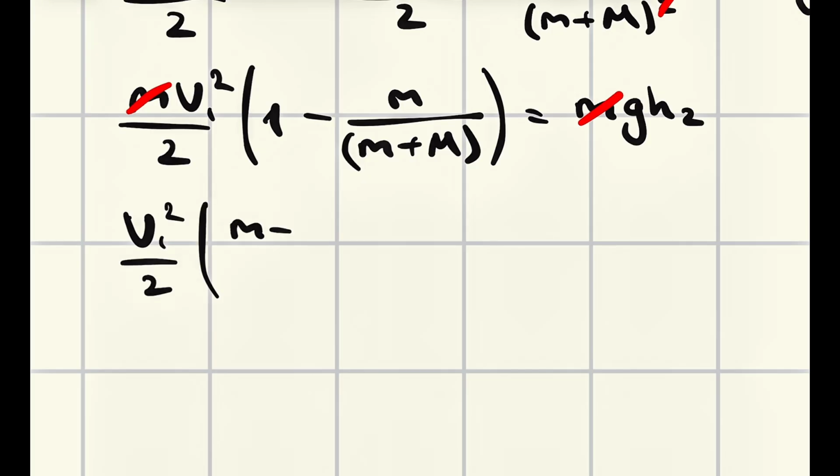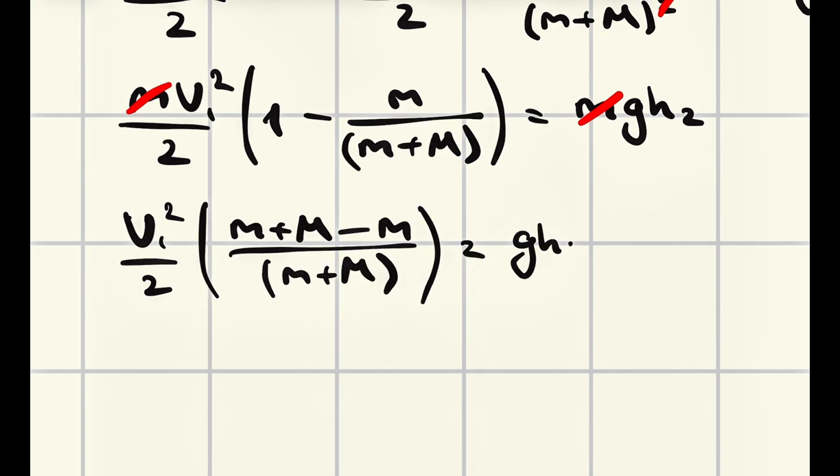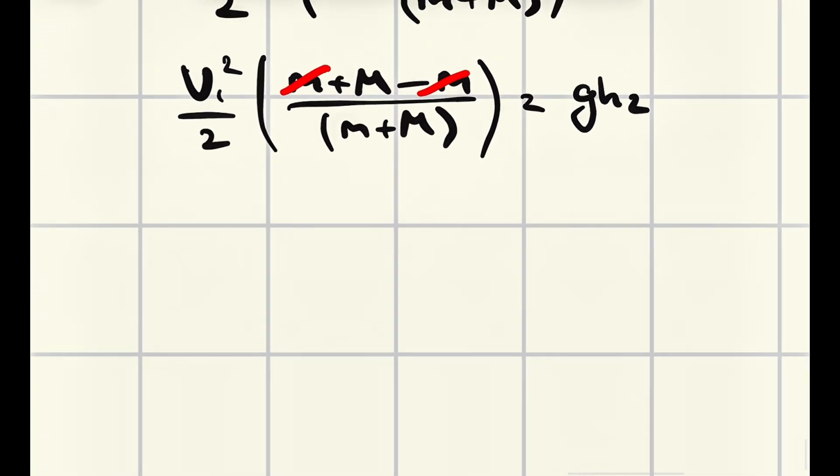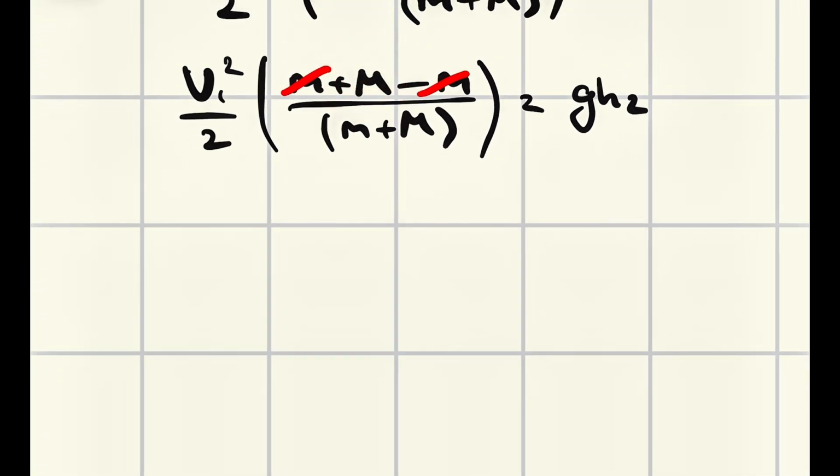Inside of brackets, it would be m plus m minus m. And below we have just m plus m, right? Equals gh2. As you can see, positive m and negative m just go out, and we would have inside only this m, a large M. And we can give some meaning to velocity 1.